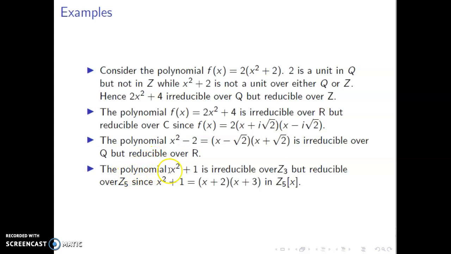Now if I look at the polynomial x squared plus 1, it is irreducible over Z3, but it is reducible over Z5 because I can write x squared plus 1 as (x plus 2) into (x plus 3) in Z5 of x.